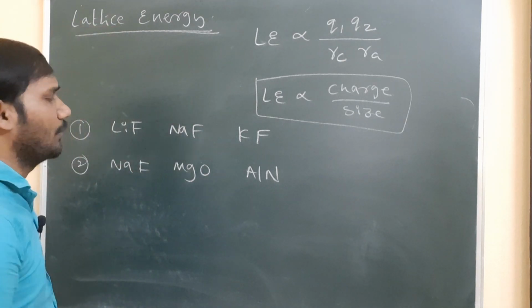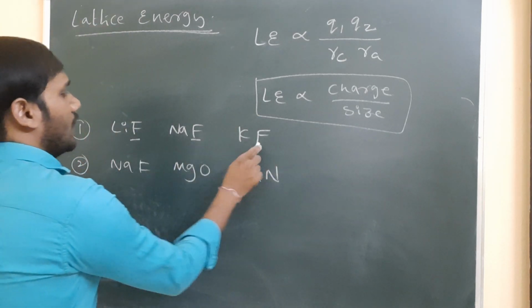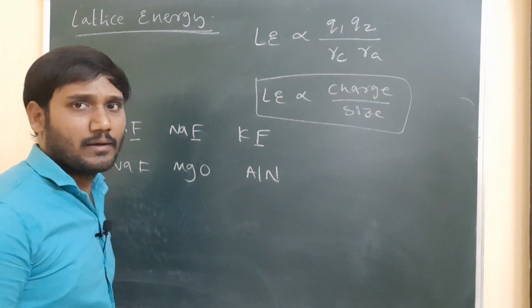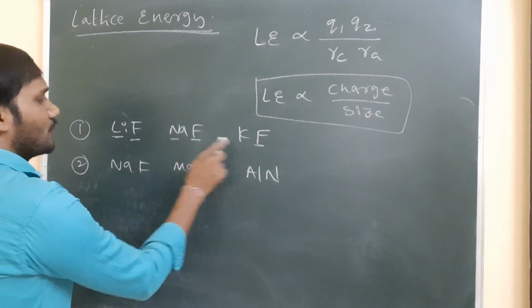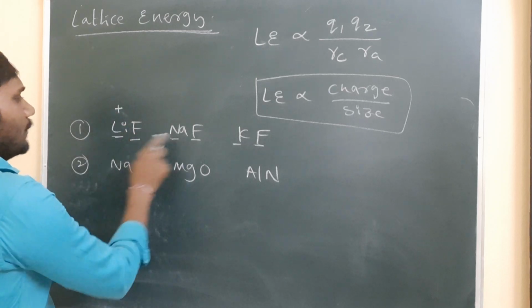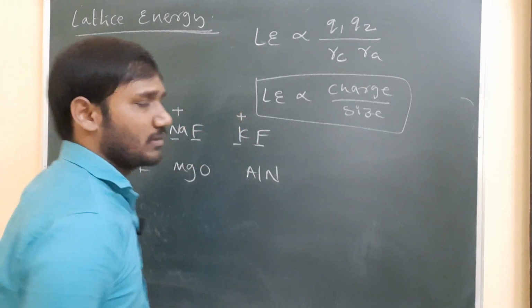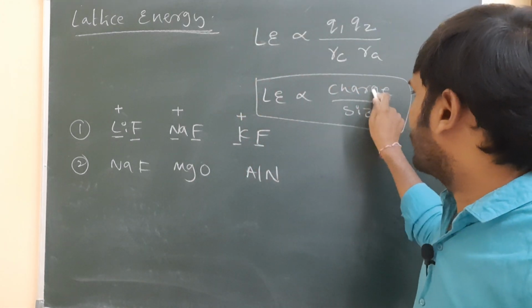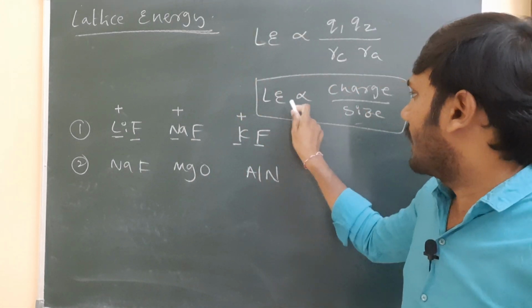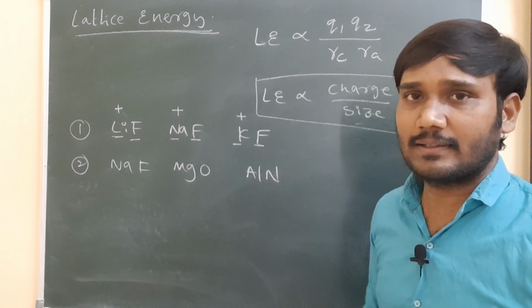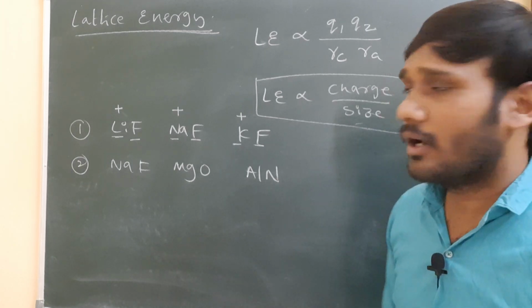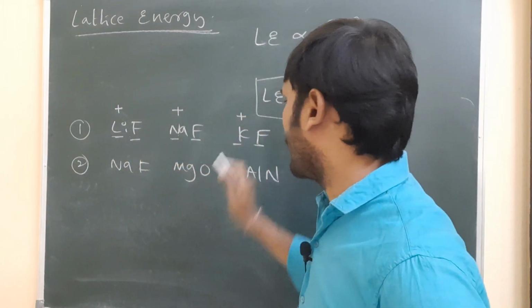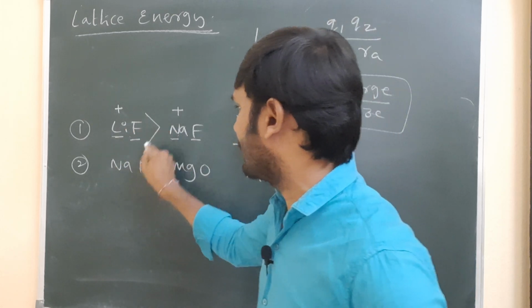Let us see. In the first example, the fluorine anion is common. Next, lithium, sodium and potassium are all first group, which means the charges are also the same. When charges are the same, you have to depend on size. Lattice energy is inversely proportional to size, so the smaller the size, the more the lattice energy. Lithium fluoride has the smallest size.